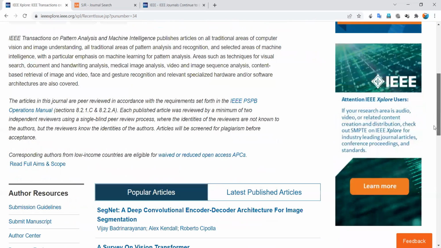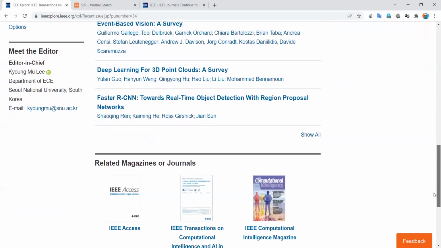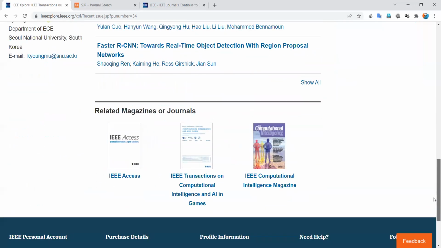But the basic information that you can access at the homepage are the author resources, including the submission guidelines, submit manuscript, author central, becoming a reviewer, additional information, and the open access options. Then the editor-in-chief is Yamuli, and he is a professor in the ECE department at Seoul National University, South Korea. So in this way, some of the basic information is presented at the homepage.